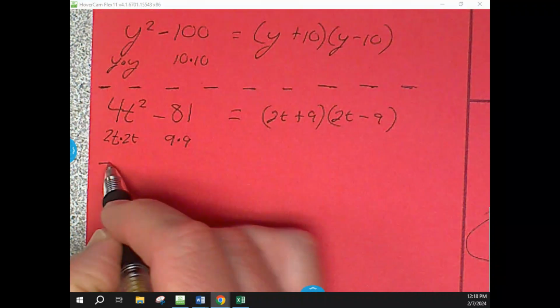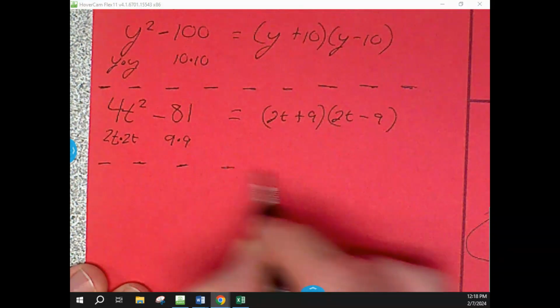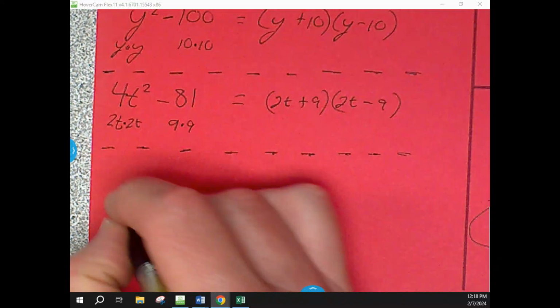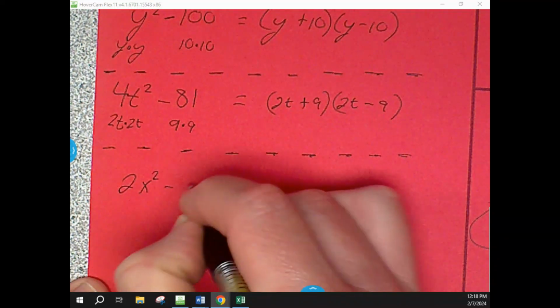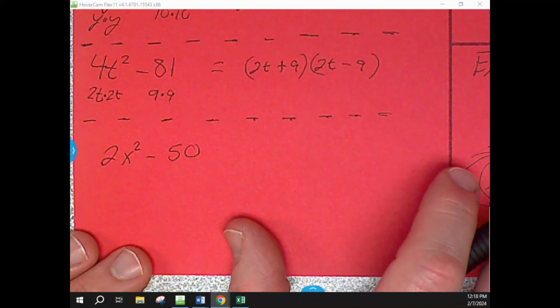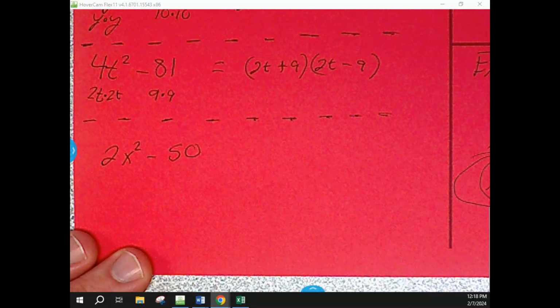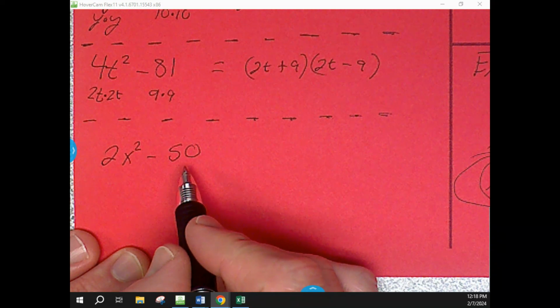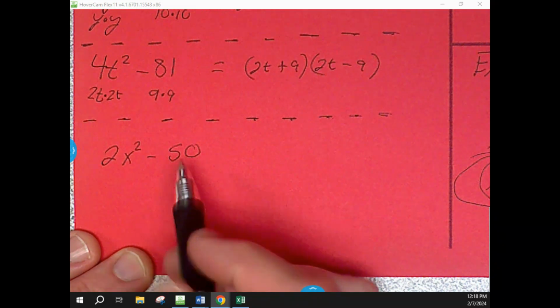Now, let me show you one. This will be the last one we'll do here. There is one where you actually kind of do both of these together. So go 2x squared minus 50. Okay, so is 50 a perfect number? Close, right? Not quite. Because we know 49 is, but 50 is not.